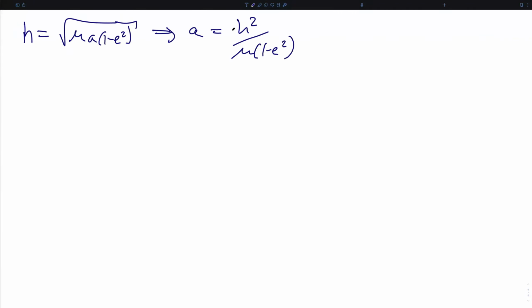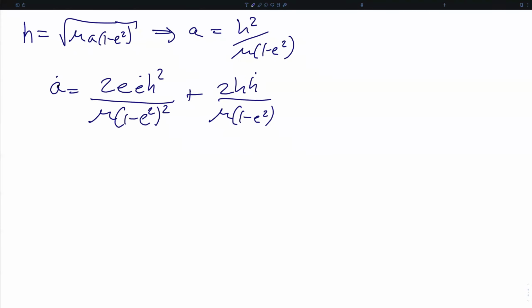We know that h, the specific angular momentum magnitude, is equal to the square root of mu a times quantity 1 minus e squared, which means that the semi-major axis is equal to h squared divided by the gravitational parameter times quantity 1 minus e squared. We can differentiate this in time and write that a dot is equal to 2e e dot h squared over mu times quantity 1 minus e squared, squared, plus 2h h dot over mu times 1 minus e squared.